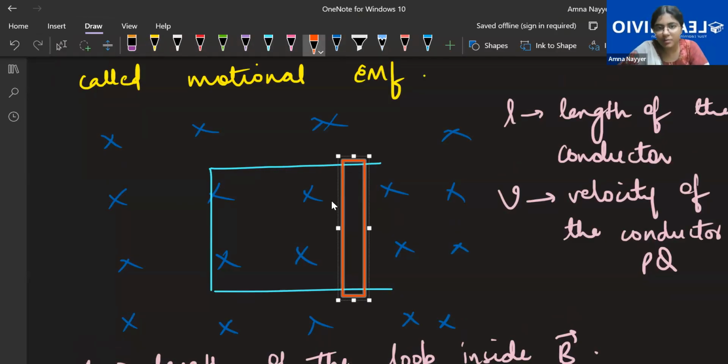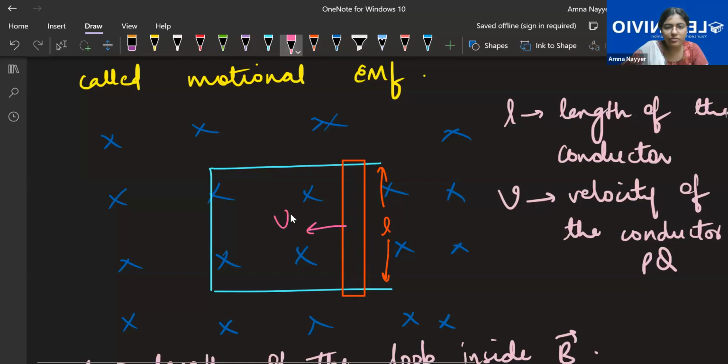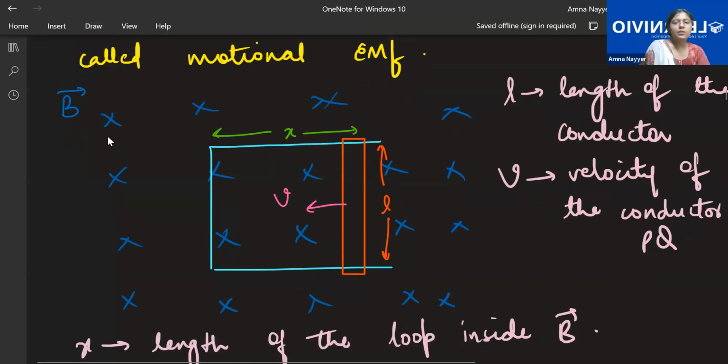Motional EMF can only be possible then. L is the length of this conductor, and it is moving with a velocity of v. Let's say this distance is x, which will be changing. These blue lines are magnetic fields that are pointing inwards. Got it? Yes, ma'am. Okay.